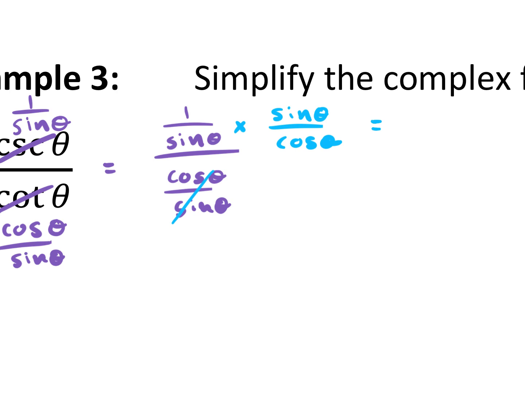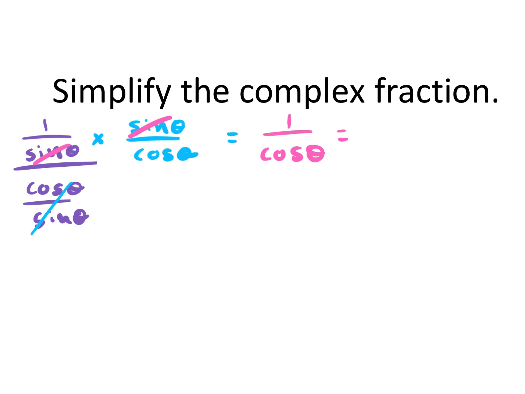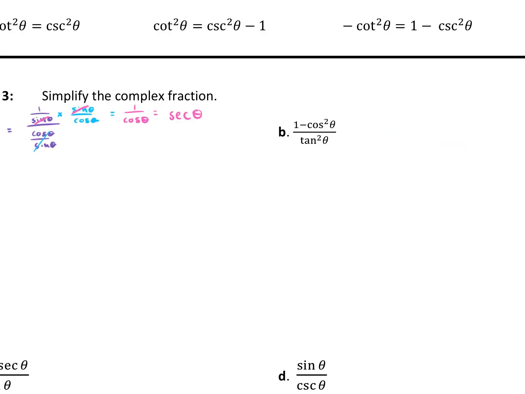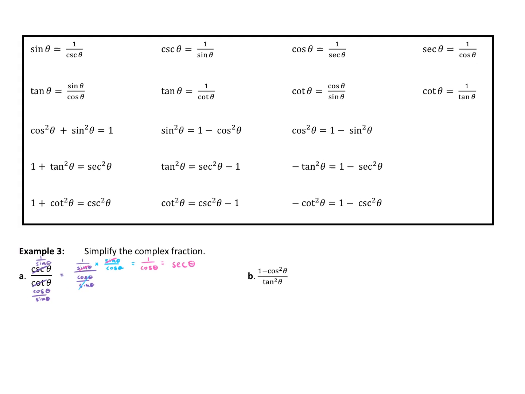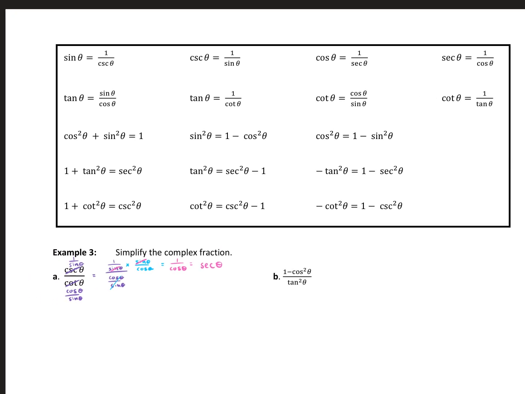What can I do next? The sines cancel. If we have a sine on the top and on the bottom, they would cancel. So now I'm left with 1 over cosine, which simplifies to secant. Awesome. All right, let's look at B. What can I do for B? Change the 1 minus cosine squared to sine squared. Perfect. 1 minus cosine squared would be sine squared.